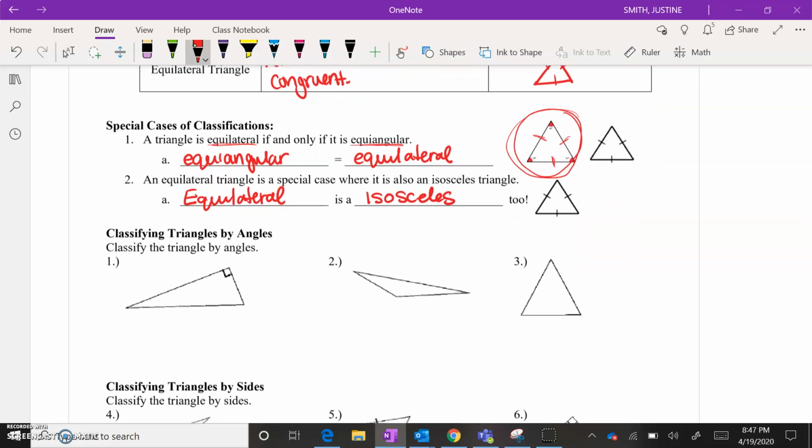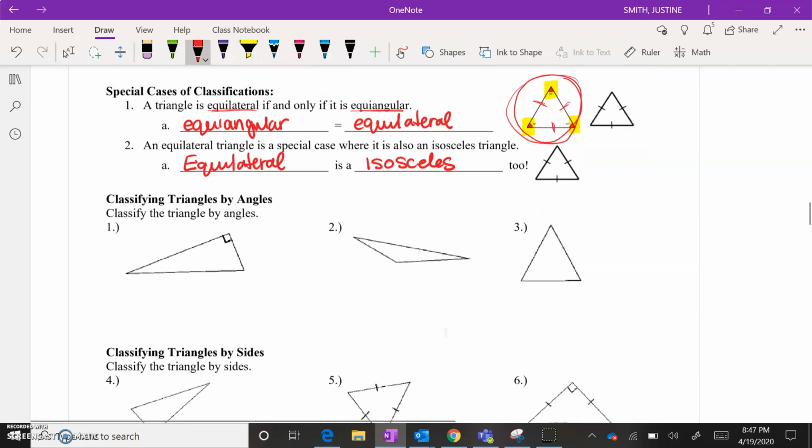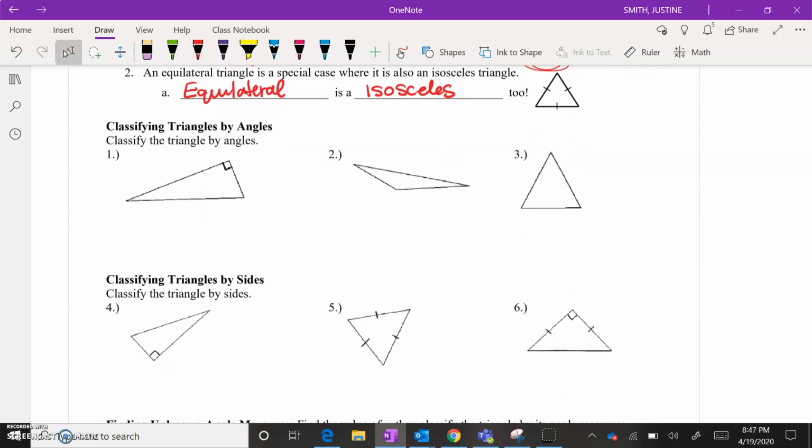And again, you want to be looking for these markings. So those tick marks mean that the sides are equal. And again, these angle markings mean that the angles are equal. So number one, classify the triangle by its angle. Okay, so here we had this right angle. So this is a right triangle.